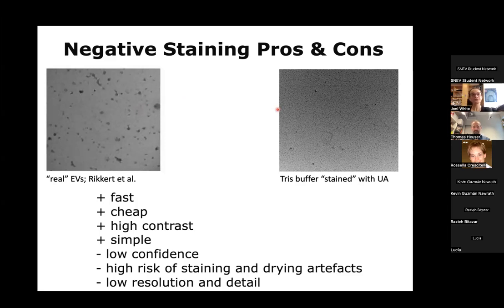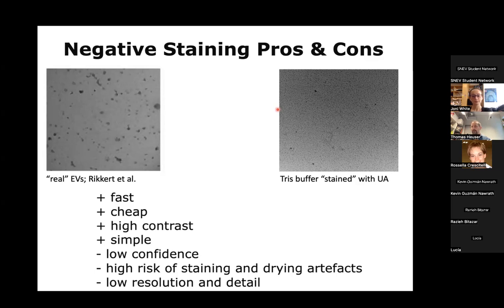So to sum up the pros and cons of this approach, as I said, it's fast, cheap, simple, and because we're using heavy metals, we have a wonderful contrast. But I'm not very confident if I see a round blob somewhere. Is that a vesicle? Is that dried out buffer, some buffer salts? Is that a contamination from the sample? The method is not good enough.